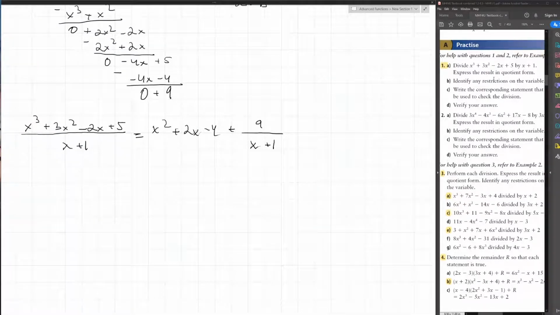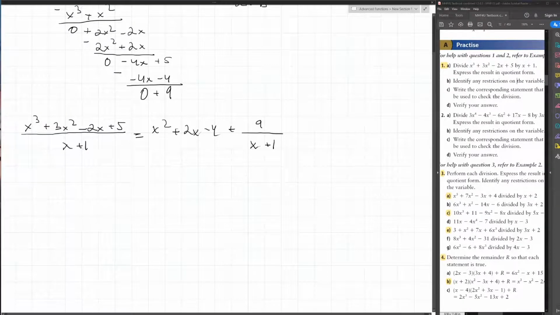So first we need to find the restrictions on the variable. Well, since we're dividing by x plus 1, what can x not equal? Sorry, x plus 1 cannot equal 0. Therefore, x cannot equal negative 1.